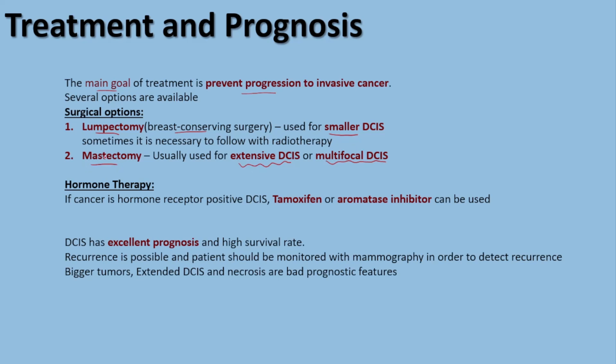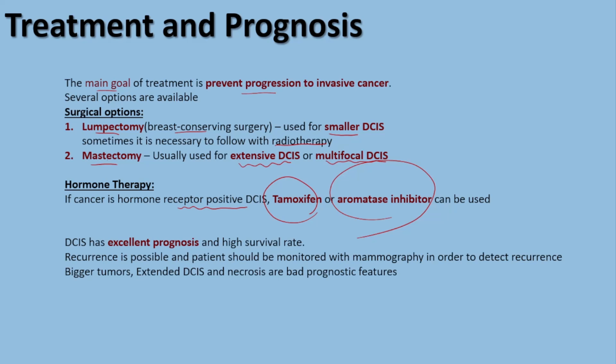But in case of both mastectomy and lumpectomy, we can have an adjunctive radiotherapy in order to prevent further development of the next ductal carcinoma in situ. We have hormonal therapy. Remember that estrogen is one of the stimulators of the growth of the ductal carcinoma in situ. So if the histology says that we have a receptor positive ductal carcinoma in situ, we can use tamoxifen or aromatase inhibitor for a specific hormone therapy.